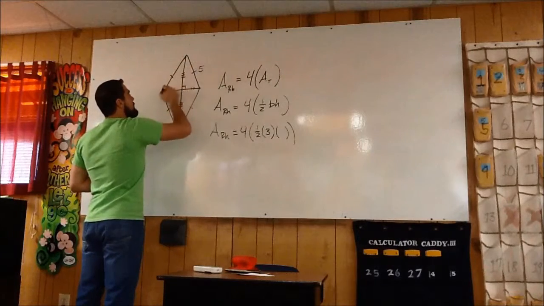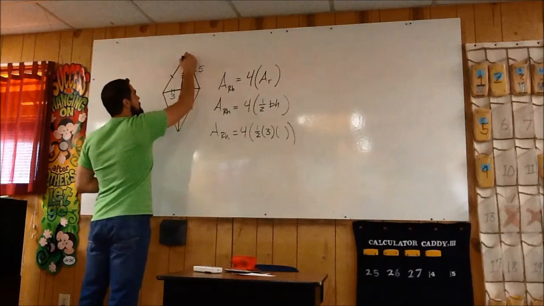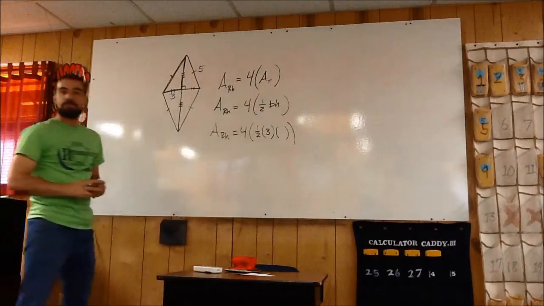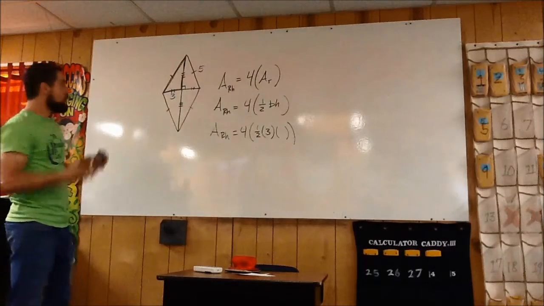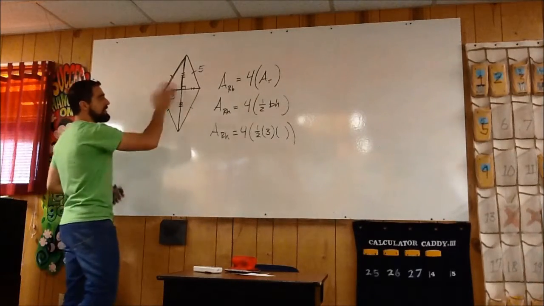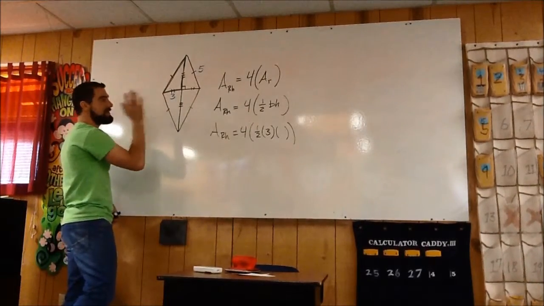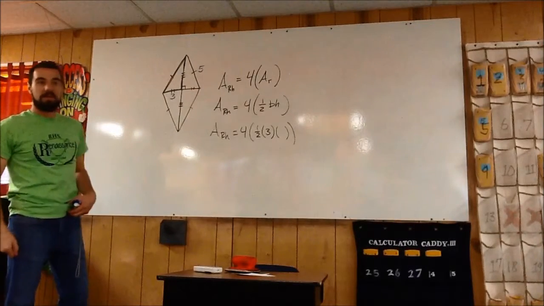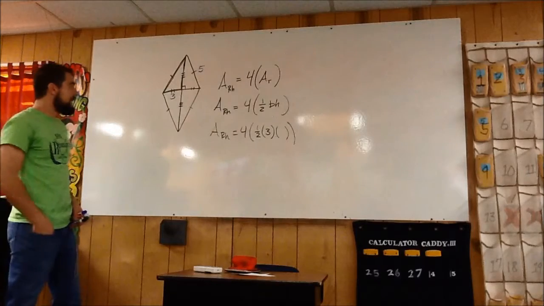Let's say that I'm focusing on this right triangle. It doesn't matter which one you focus on. They're all congruent. We just got done saying that and proving that. Is the height printed, written on the board? No. Can we find it? Yes, using Pythagorean's theorem.